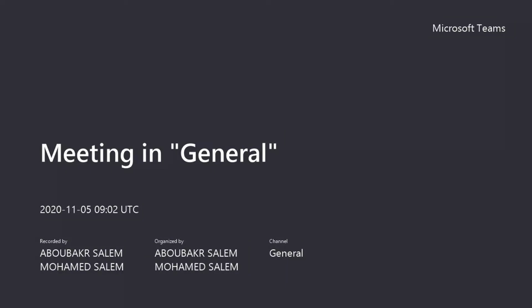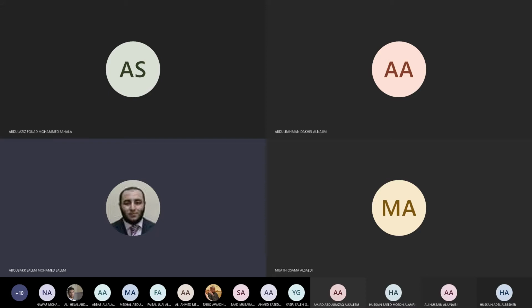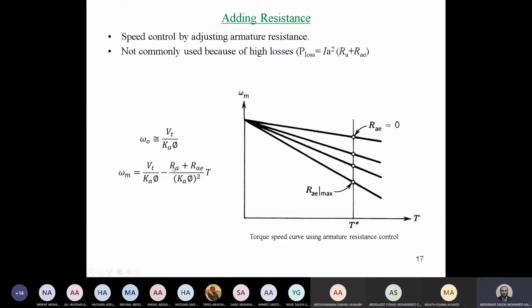We can replace in omega n, we can get the relation of Vt over Kfi minus Ra plus R rheostat over Kfi squared multiplied by torque. So R rheostat here is the added resistance. If we add zero resistance, this means that the omega will be the natural curve, which is this one. This is called the natural curve, or natural characteristic.